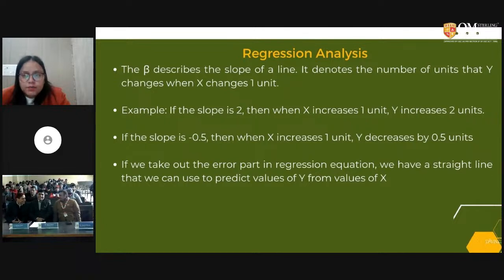Whenever you get the results, they will be shown in the form of tables: a descriptive statistics table, an ANOVA table, and a table showing the standardized and unstandardized beta coefficients and their significance values. On the basis of that, you will judge whether the particular independent variable has an effect on the dependent variable or not. Next slide, please.